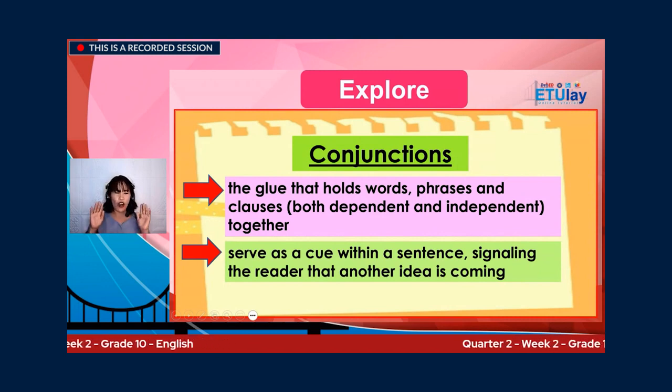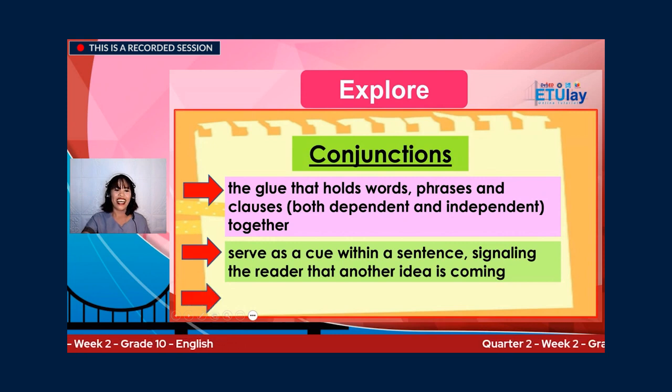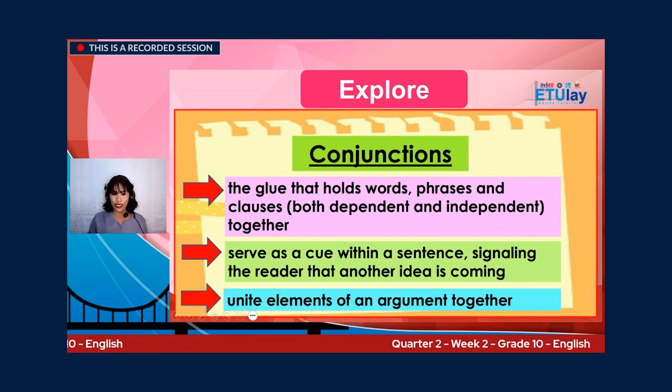I hope you can already imagine conjunctions. Let me repeat the keywords: glue and cue. That's conjunction. And, of course, since they are like a glue and a cue, they unite elements of an argument together. Right?